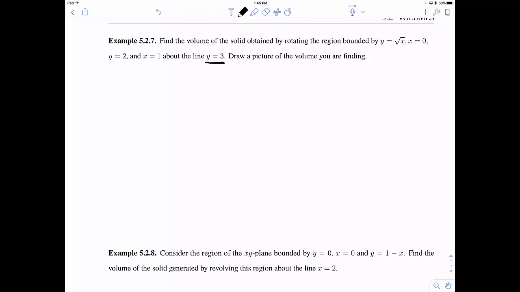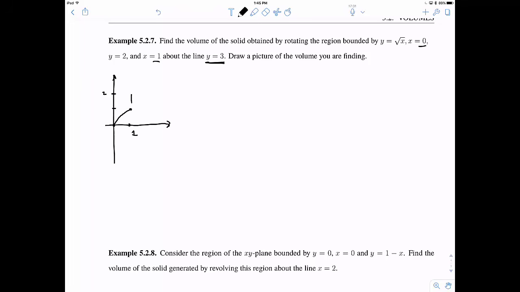Okay, here in 5.2.7 this is now different. We don't have our favorite region anymore. We have y equals the square root of x, x equals 0, y equals 2, x equals 1, and we're rotating it about the line y equals 3, so it's all different. So I want to draw a picture and, of course, calculate the volume that we're finding here.